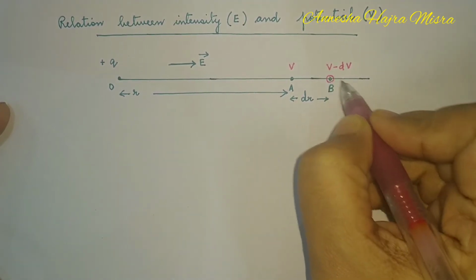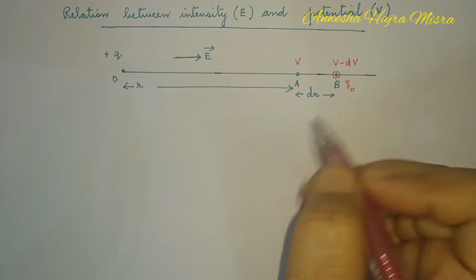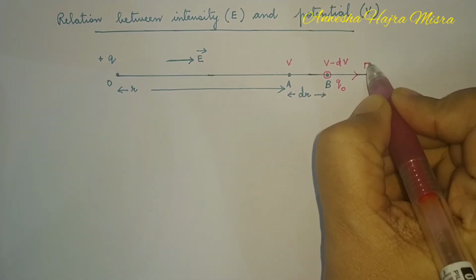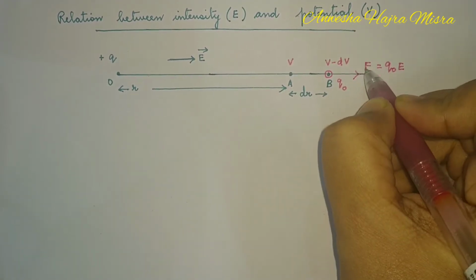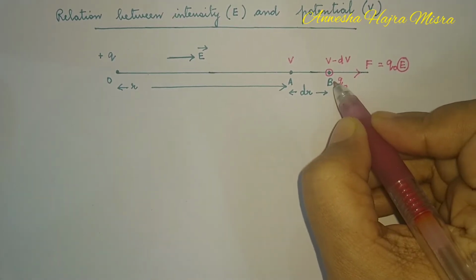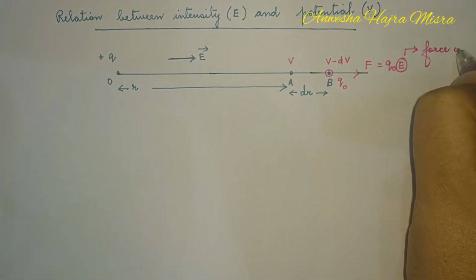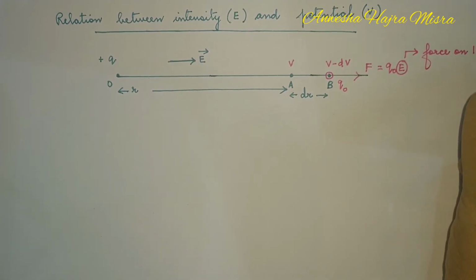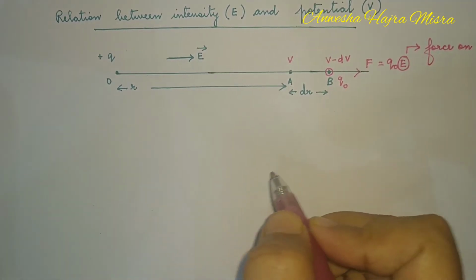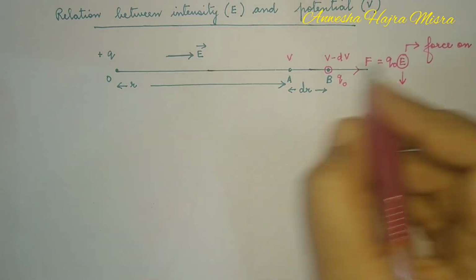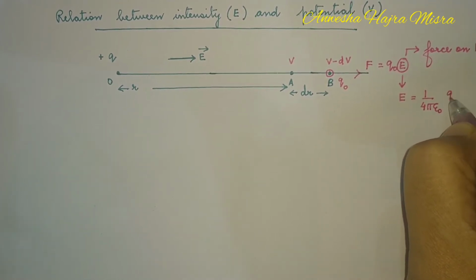Now suppose I have a Q naught charge which I have to bring from B to A. Force on Q naught charge by this Q charge is Q naught E. E is the force on 1 coulomb charge. So on Q naught charge, the force will be Q naught E. E due to a point charge Q, the formula is 1 by 4 pi epsilon naught Q by r square.